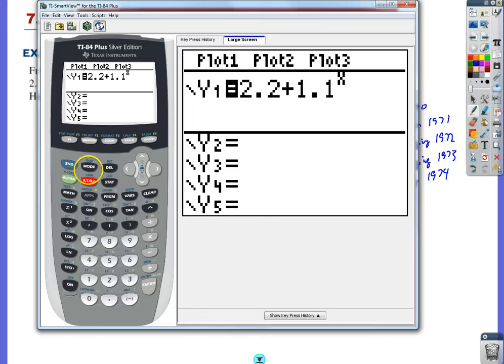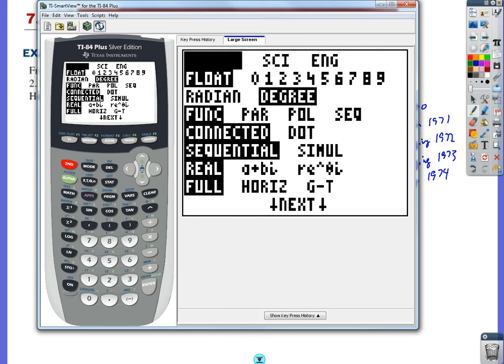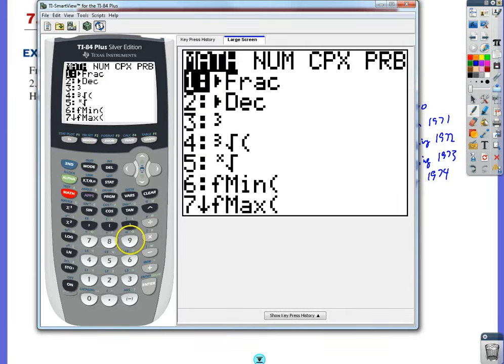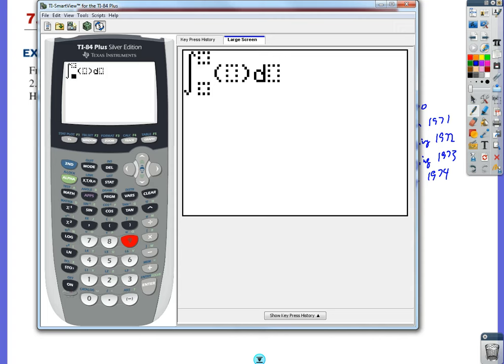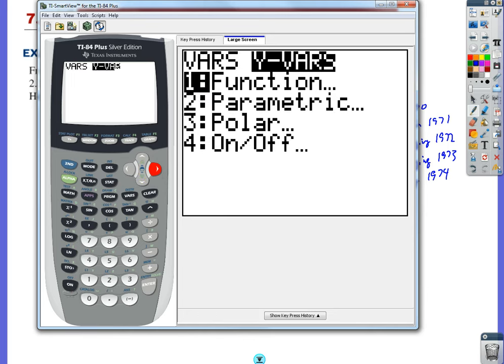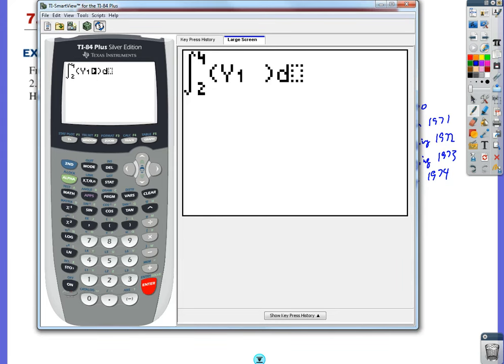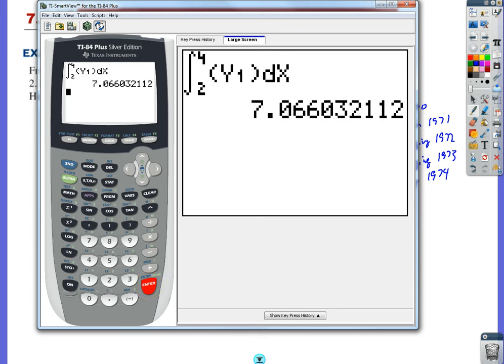So I'm going to go over here again to second, and quit out of here. Oops, second, quit. There we go. And this is where I go up over here and hit math, and I'm going to do the number 9. And then I'm going from 2 to 4. And remember, I hit vars, I move over to Y-vars, I choose the function, I choose Y1, and I scroll over and say dx. And I hit the magic enter button. And it tells me 7.066.